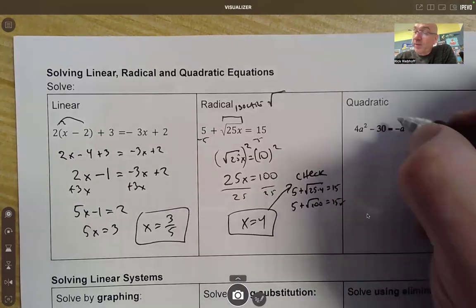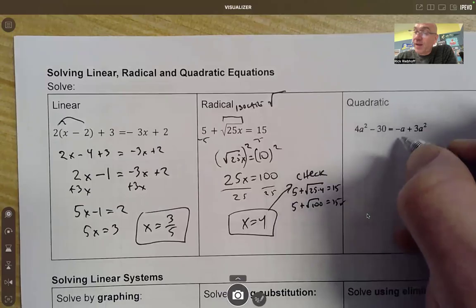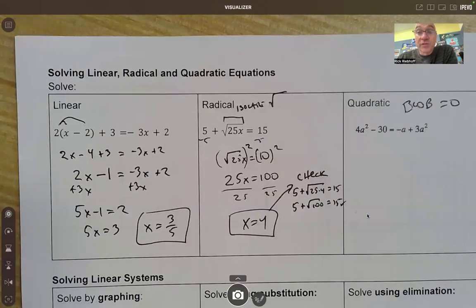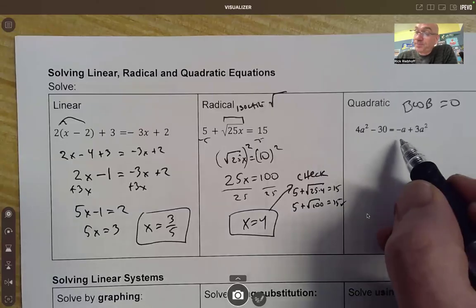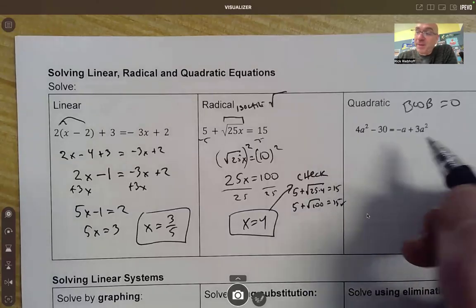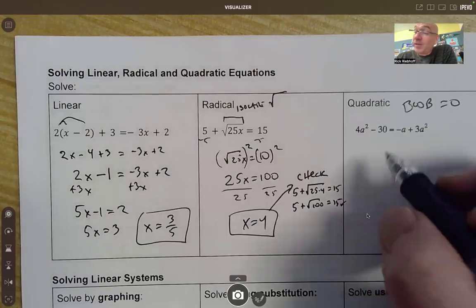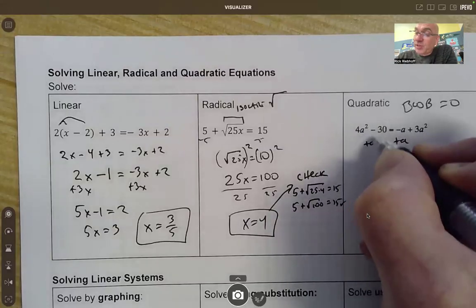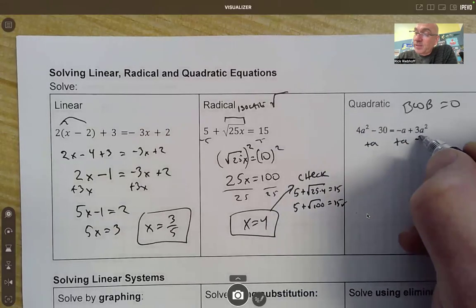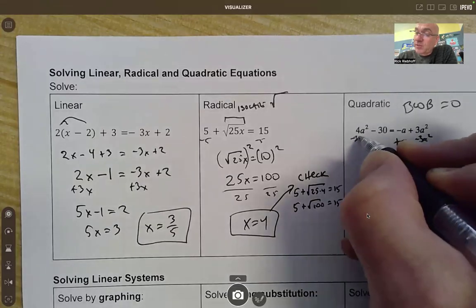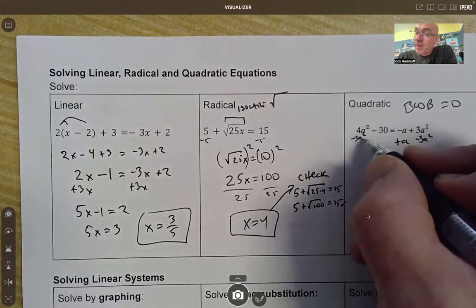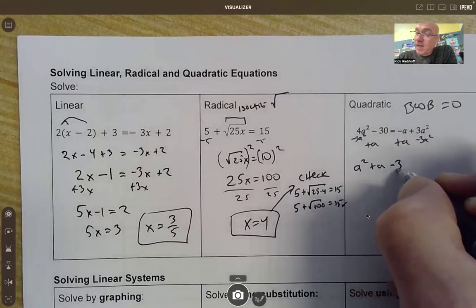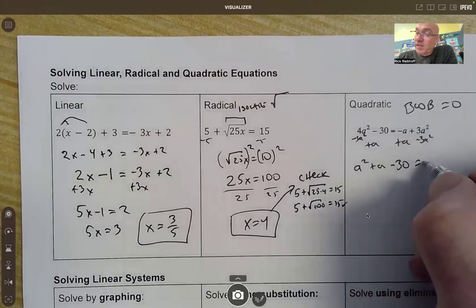All right, quadratic. We need to get everything on one side, right? And we need it to equal 0. We need blob equals 0 to solve a quadratic, right? Unless you're completing the square. And people who do that, they're wild, wild people. So I'm going to add an a to both sides. This side doesn't have an a term, so I'm just going to put it in between. I'm going to subtract 3a squared from both sides, so I'll put that underneath there. So 4a squared minus 3a squared is a squared. There's just a rando plus a, and a rando minus 30 equals 0.